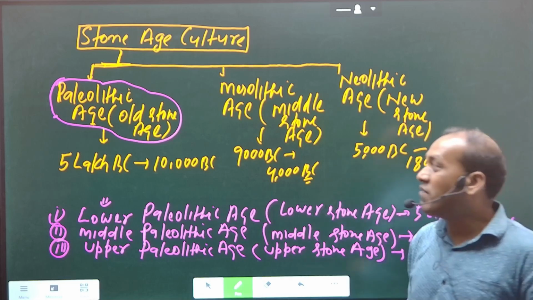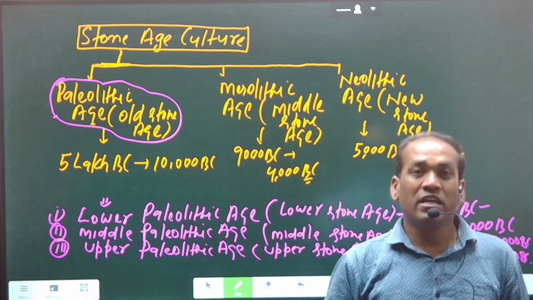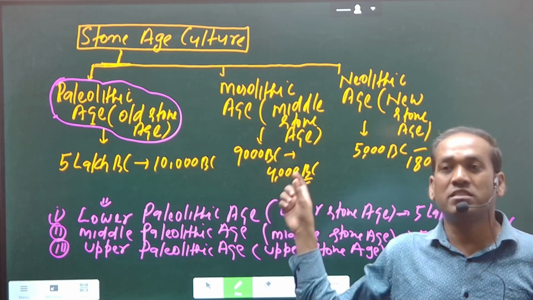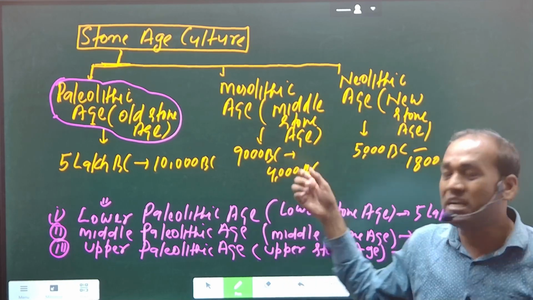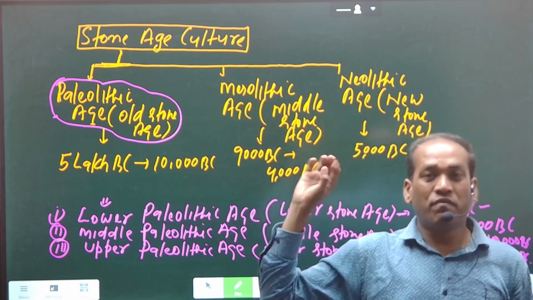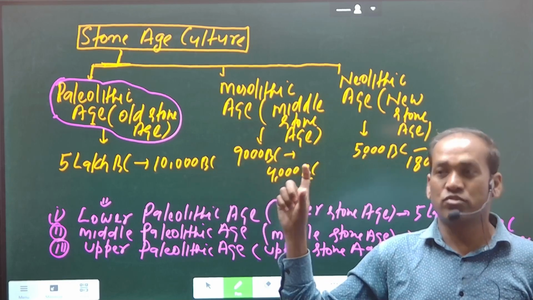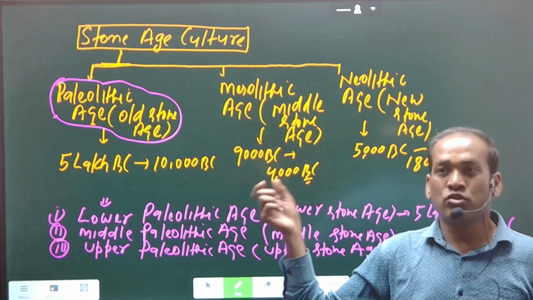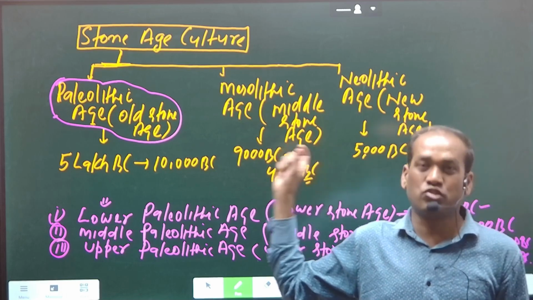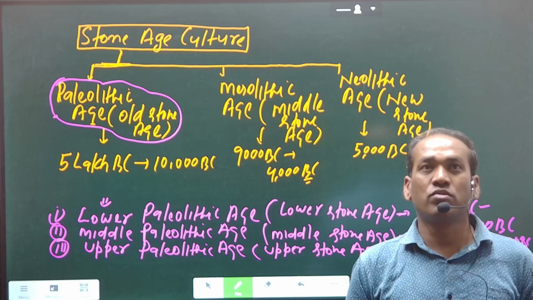Okay, so after I finished this Stone Age culture, I will start with the second chapter, and that second chapter is Chalcolithic age. At the end of this Stone Age, the primitive man found one metal, and that metal was copper. So copper was also used along with this stone. So that is why the period was called as Copper Stone Age.